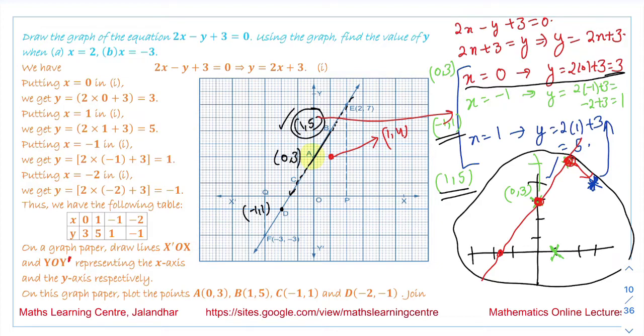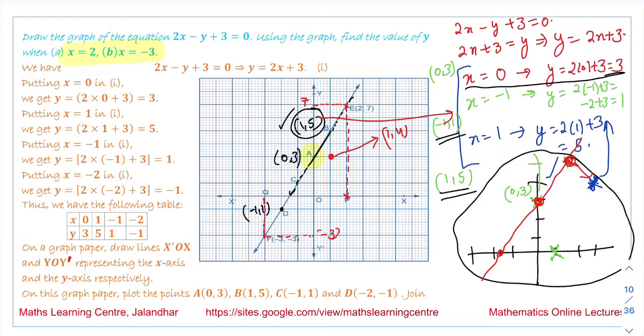The next thing we have to do is find the value of y when x is equal to 2 and x is equal to minus 3 using this graph. Corresponding to x is equal to 2, this point P is there. So we draw a perpendicular like this, it cuts at this point, and we see the corresponding value of y is 7.